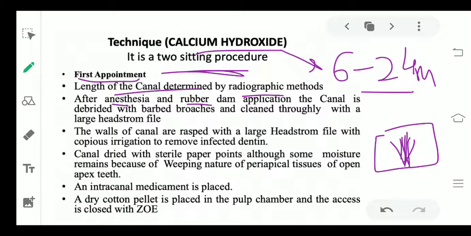For that we use a Hedstrom file, and with that file we are going to clean and irrigate this whole canal. The walls of the canal are rasped with large files with copious irrigation to remove the infected dentine. So we have to first remove the pulp with the help of files, and at the same time we have to remove the infected dentine also.